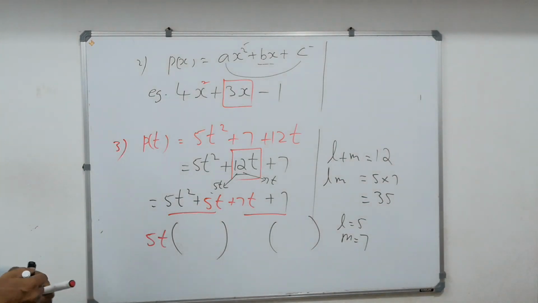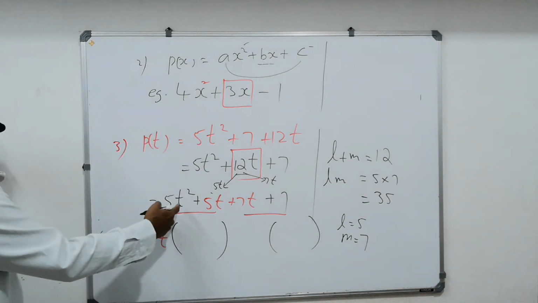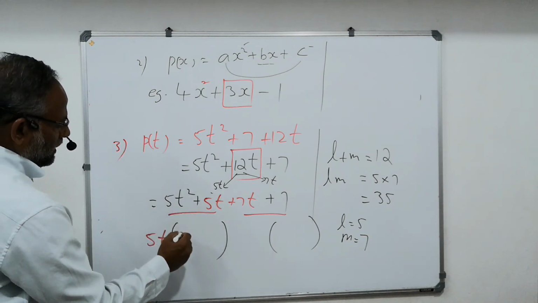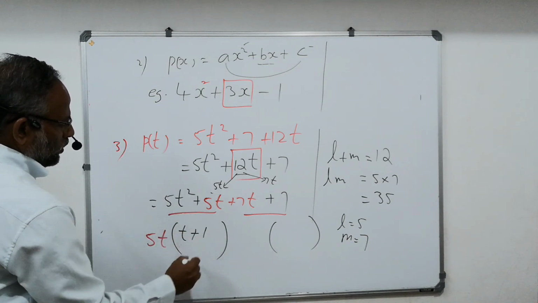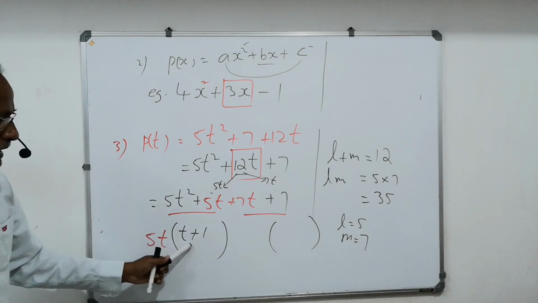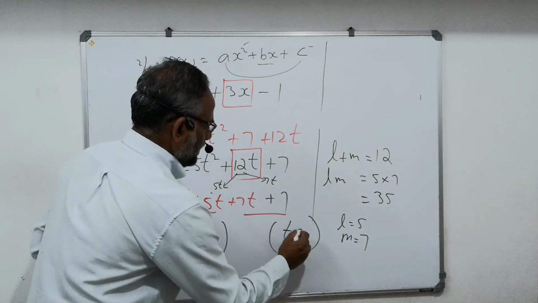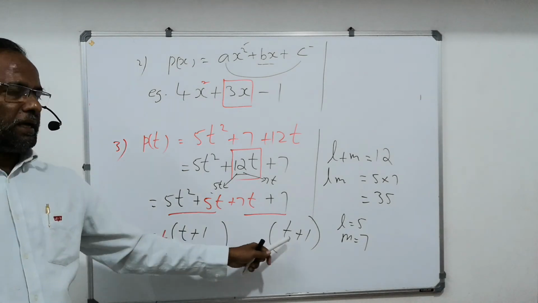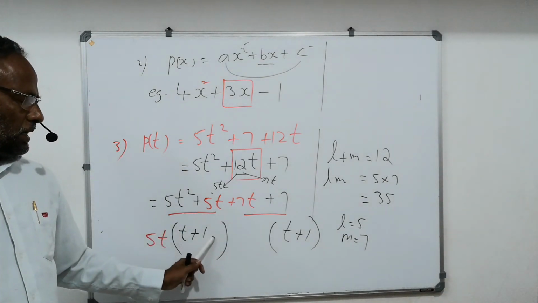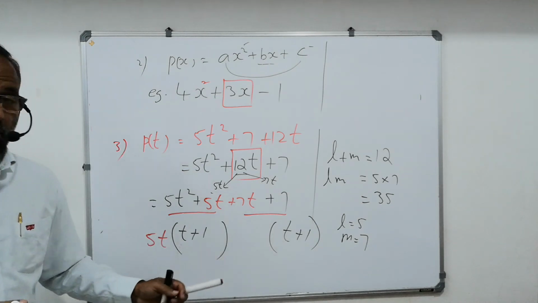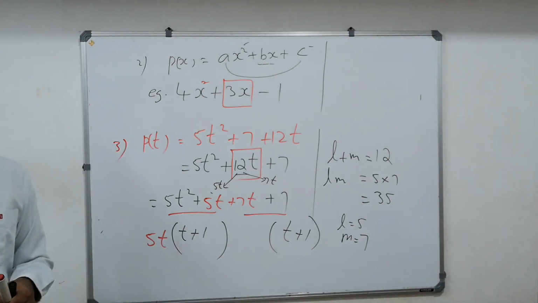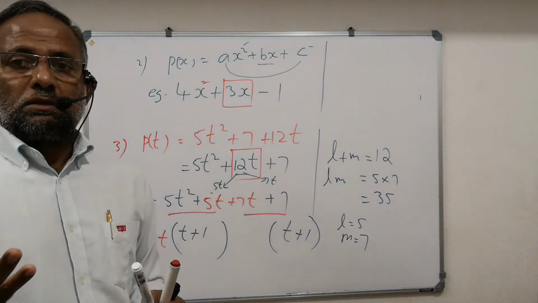But here it is not right. Here it is not rice. What are you getting here? 5t outside, so it is t plus 1. Sir, what did you get? t plus 1. In my bag also t plus 1. Understand? The same thing must be in this bracket. Close your eyes and write the same thing. Then only we can take out the common thing. Only the common thing we can take outside.